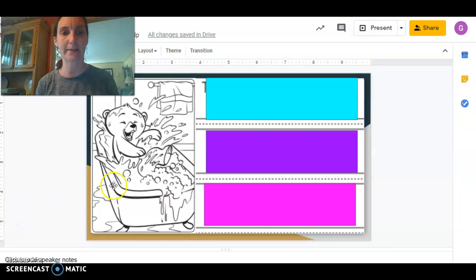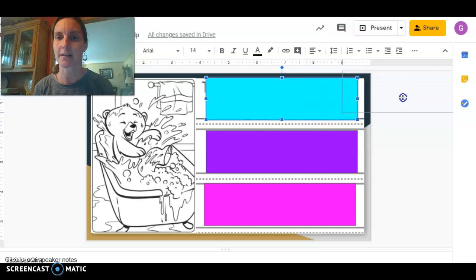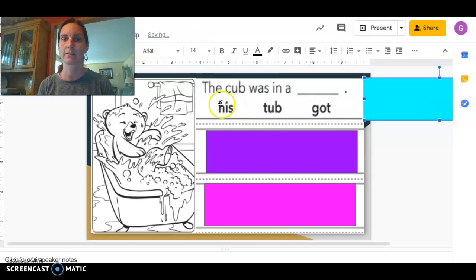What do you see in this picture? Right, I see a bear, and it looks like the bear, or the cub, we'll call him a cub, it looks like the cub is in the bathtub splashing around. So let's go through our steps with these sentences. Here's the first one. Read it with me. The cub was in a blank.